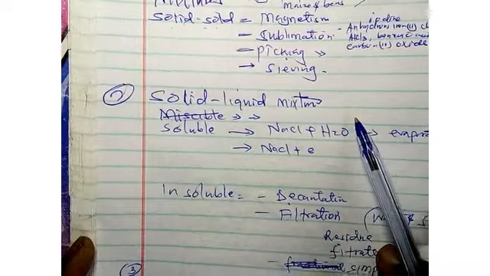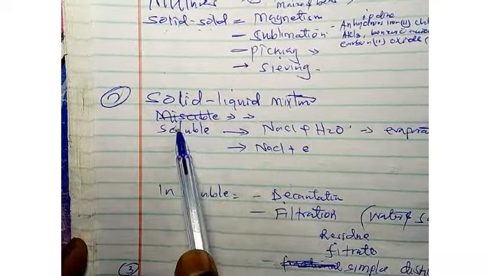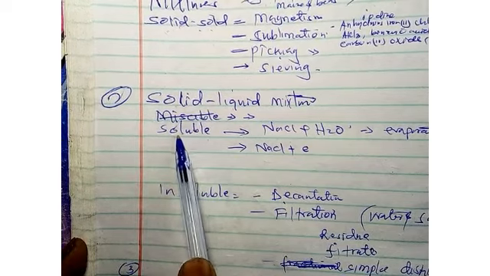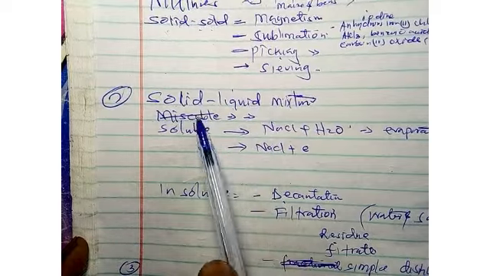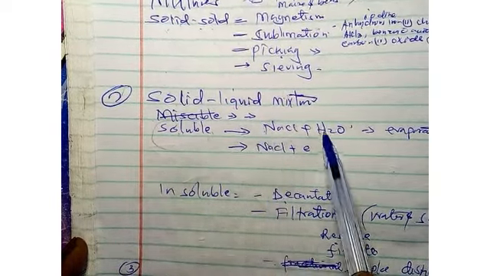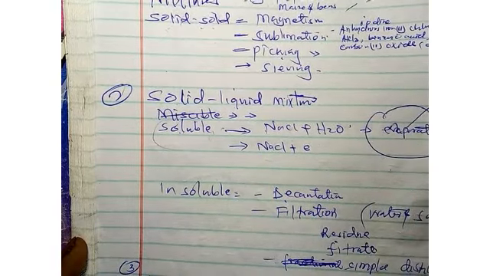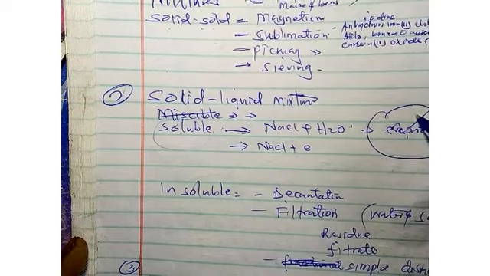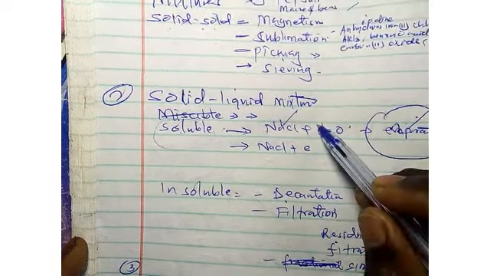And then we have another mixture which is a solid-liquid mixture. Here we have where the solid is soluble, like salt. Sodium chloride is soluble in water. So this one we call soluble. Sodium chloride plus water, how can we separate that? We can use evaporation. So we will evaporate, and then finally we will obtain our solid sodium chloride.